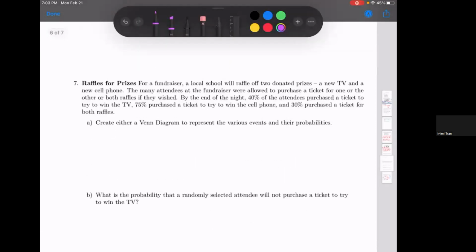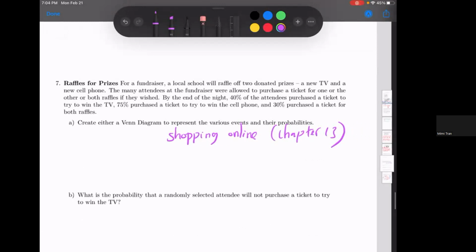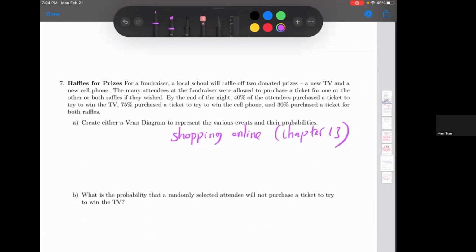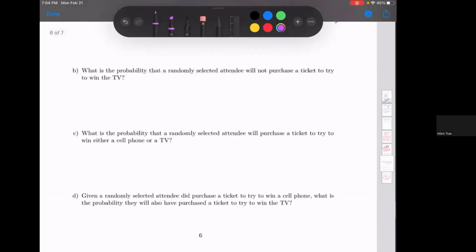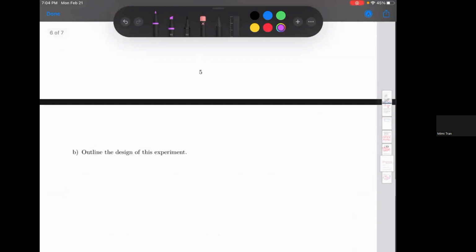I would suggest you take a look at the example of shopping online. That's in the chapter 13 slides. Something similar will be on the exam. This is good practice too, but I'm not going to go through this. You can take a look at everything on Moodle.